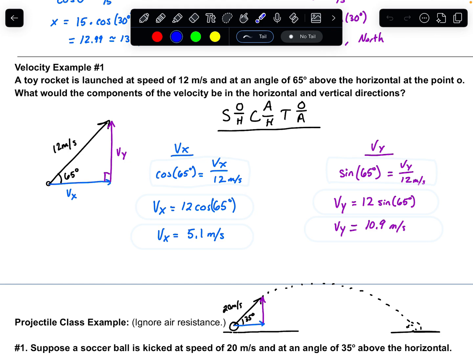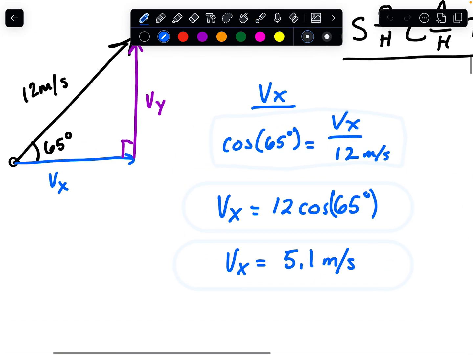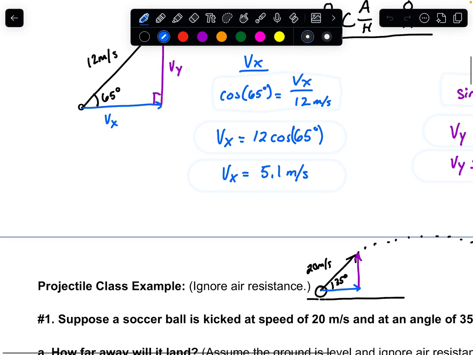My goal for you is to always look at what they give you as an initial velocity and be able to separate that into its components using your SOHCAHTOA. You can even add to your equation sheet the fact that Vx is always going to have a similar pattern.